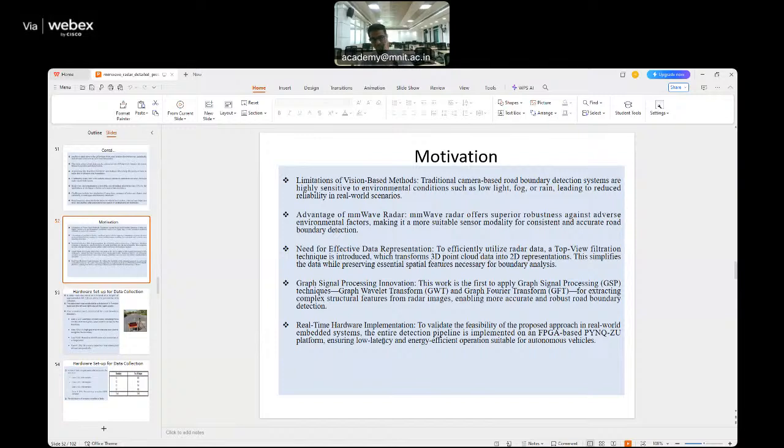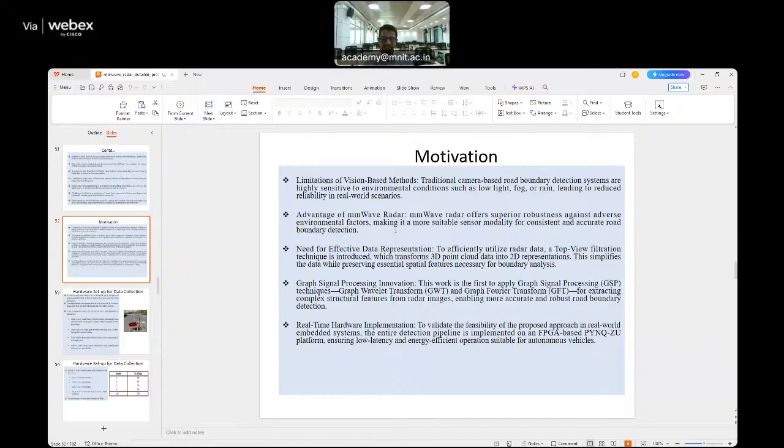Limitation of vision-based methods: traditional camera-based detection systems are highly sensitive to environmental conditions such as low light, fog, or rain, leading to reduced reliability in real-world scenarios. Advantage of radar: it offers robustness against adverse environmental factors, making it a more suitable sensor modality for consistent, accurate road boundary detection.